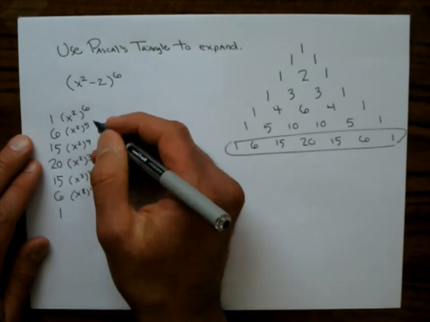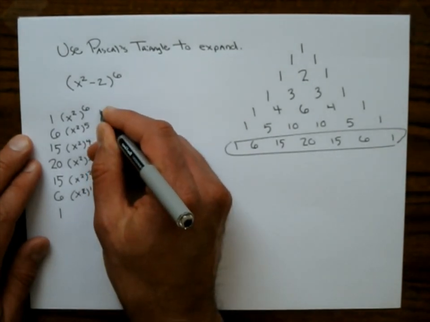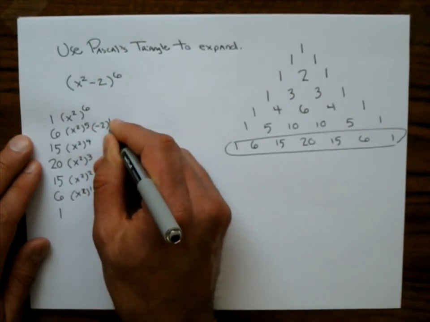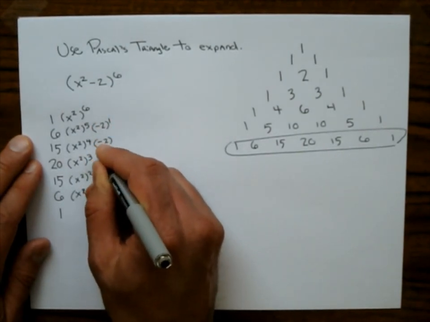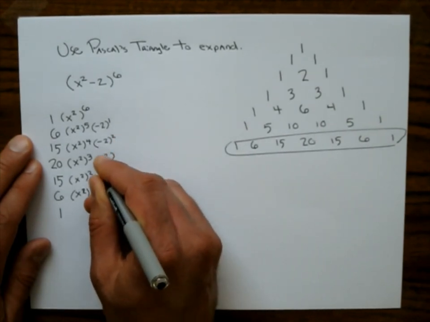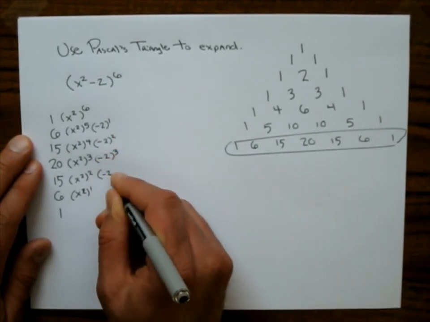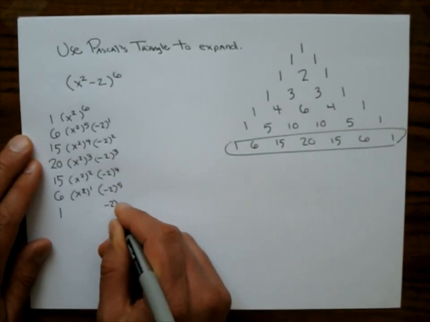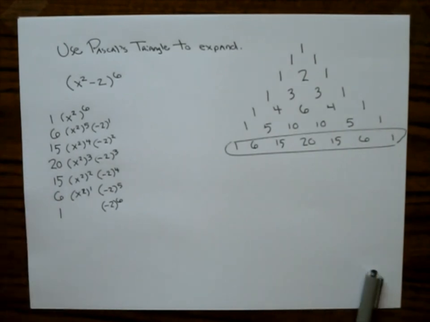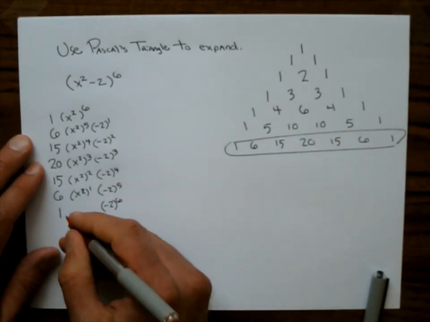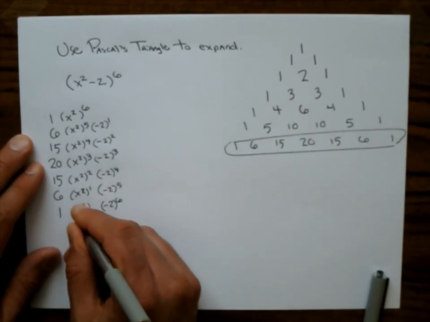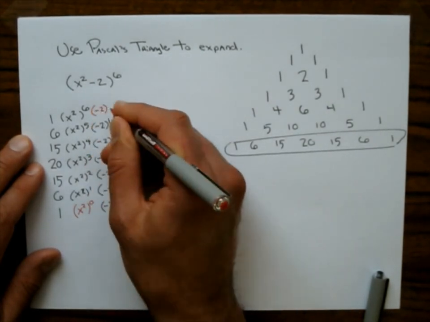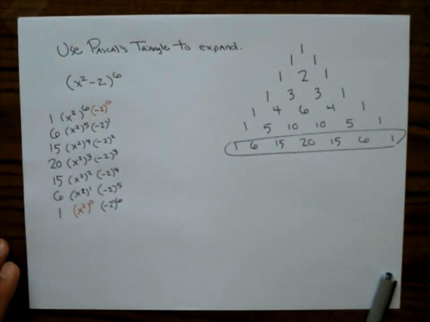Now, this negative 2 is completely dead here, and he comes to life there. So negative 2 to the 1, negative 2 to the 2, negative 2 to the 3, negative 2 to the 4, negative 2 to the 5, and negative 2 to the 6. For all you perfectionists or purists or whatever, I'll go ahead and write these ones. This is x squared to the 0, and then this is negative 2 to the 0. Those guys are just 1.